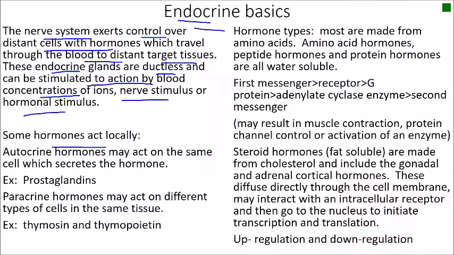Endocrine glands can also be regulated by hormones from other areas. For instance, the hypothalamus regulates the anterior and the posterior pituitary to release hormones, which then can go and act distantly.